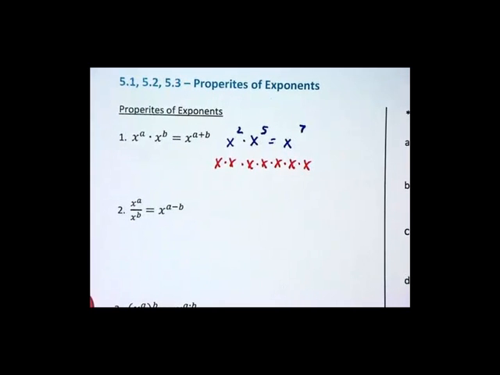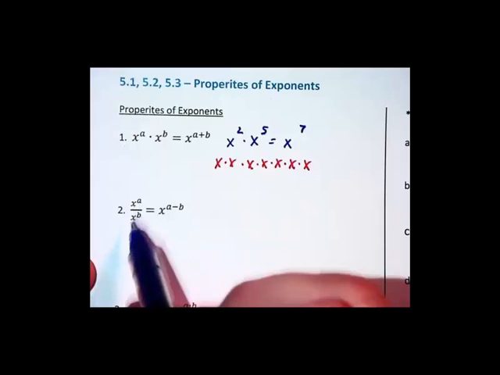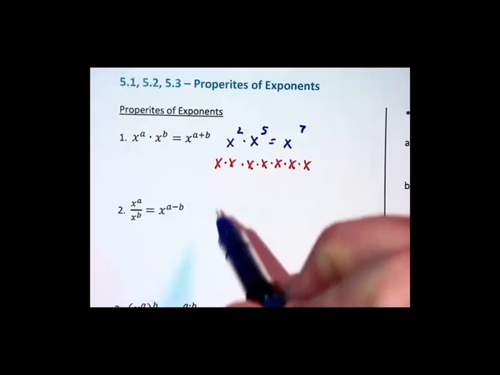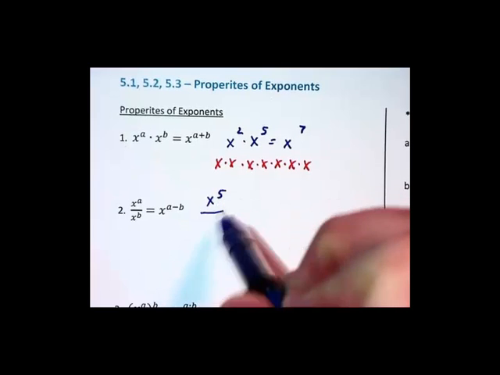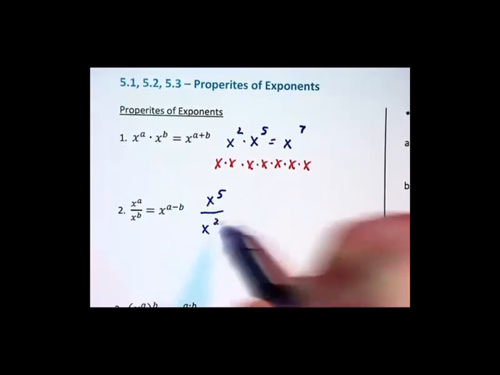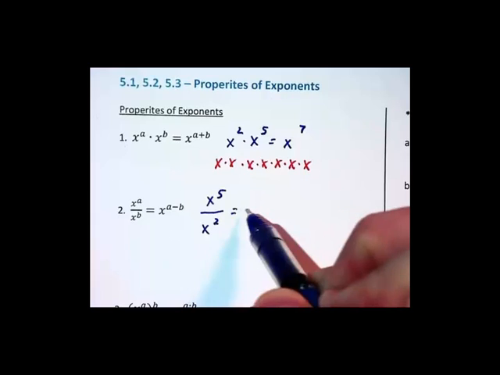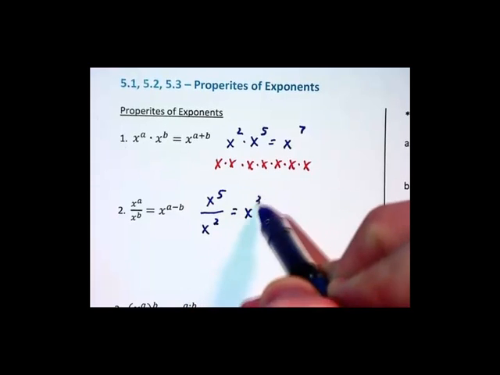Likewise, when we are dividing, the division turns into subtraction of the exponents. Let's say we have x to the fifth divided by x to the second. We would subtract those exponents and get x to the third.